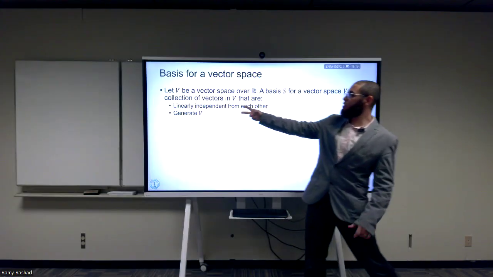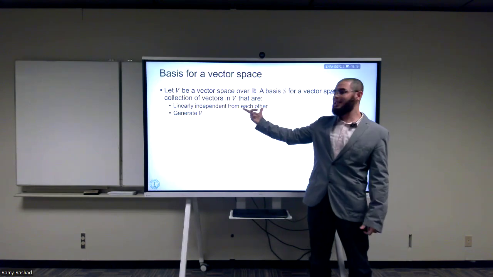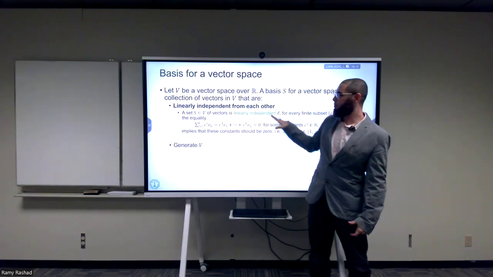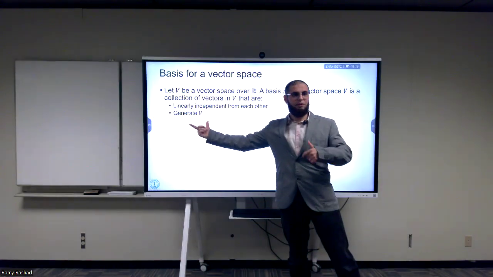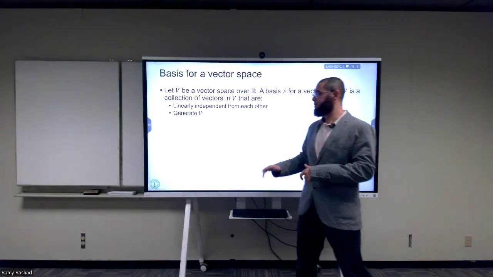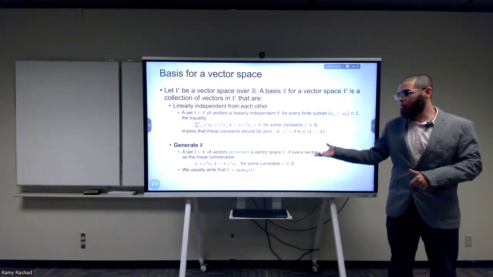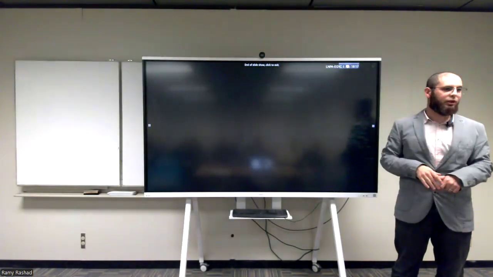These conditions are simply these two lines, and they already ring a bell from linear algebra. This collection of vectors has to be linearly independent from one another. That's the definition. And they should be able to generate V, the vector space that we selected them from. This is the formal definition of linear independence, and this is the formal definition of generation. I'll leave it for you at home to read.